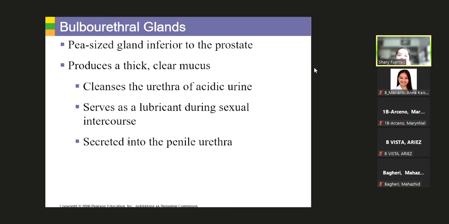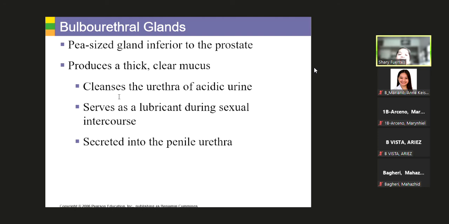So the last one is your bulbourethral gland. Okay? Bulbourethral gland, also known as the Cowper's gland. That is a spherical structure, a pea-size gland that's inferior, sa baba pa siya ng prostate. Okay, yung maliit na pinakita natin. Lower pa sa prostate, sa mas baba pa rin siya. Okay, that's around 0.5 inch in terms of diameter.